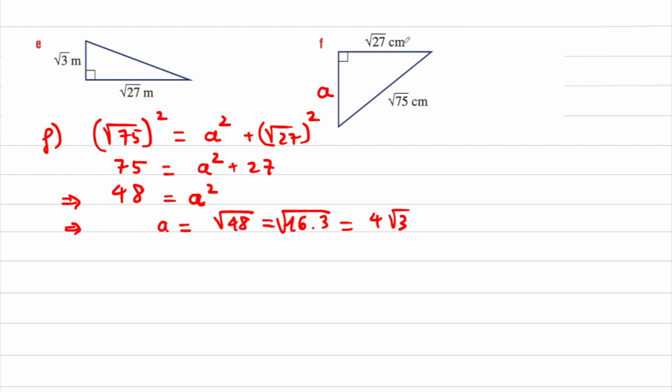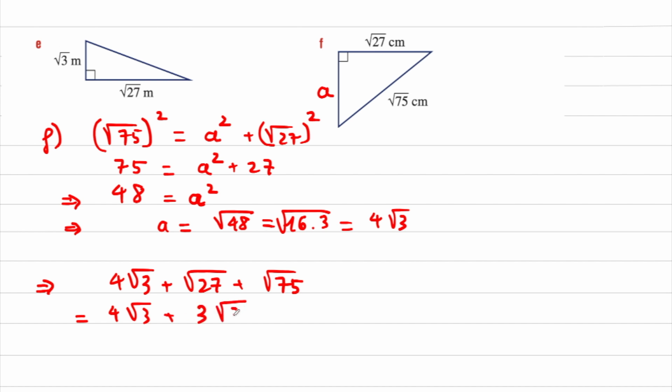And about the square root 27, the total length of the perimeter for this triangle is 4 square root 3 plus square root 27 plus square root of 75. 4 square root 3, 3 square root 3, 5 square root 3. The last one you will have 12 square root 3. Question F is quite easy. 12 square root 3 will be the right answer.